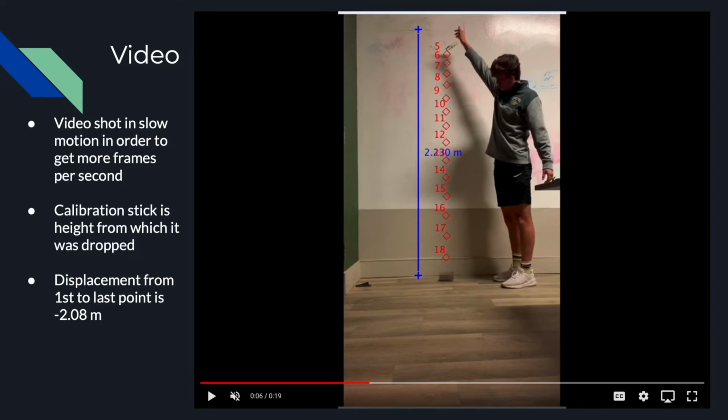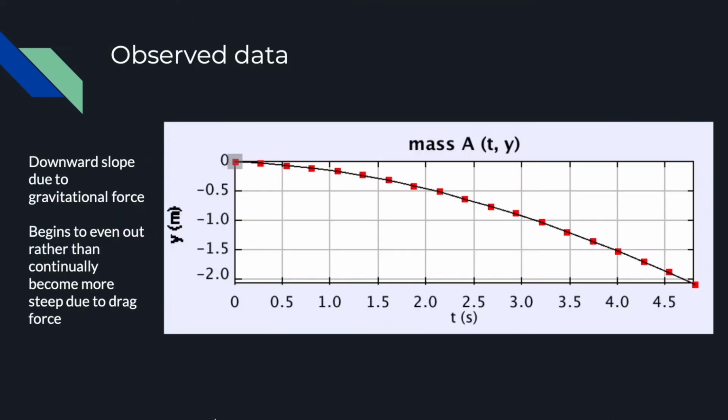Later, I set the origin of the axis to where I was holding the dry eraser at the start of this clip. Using the tracker software, I obtained this data. The downward slope is due to the gravitational force. It begins to even out rather than continually become more steep due to the drag force acting upward on it.